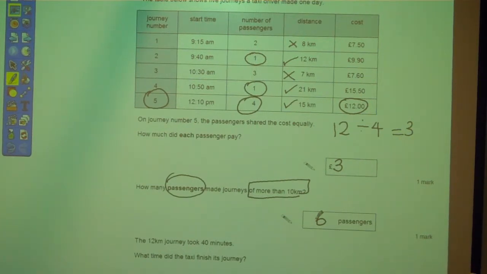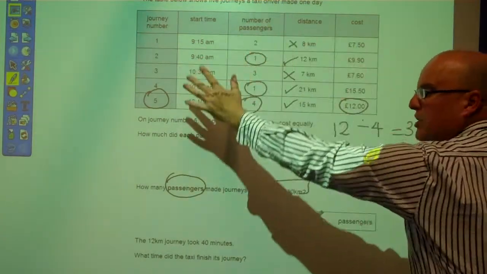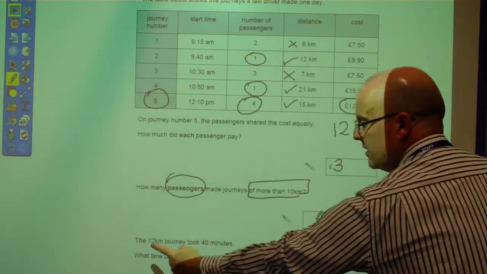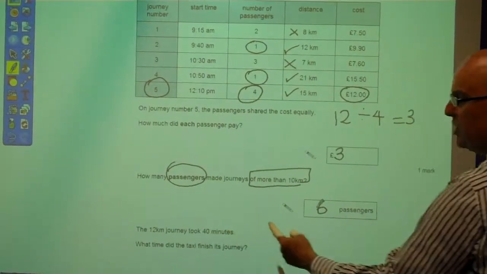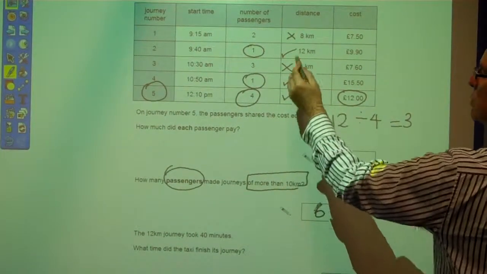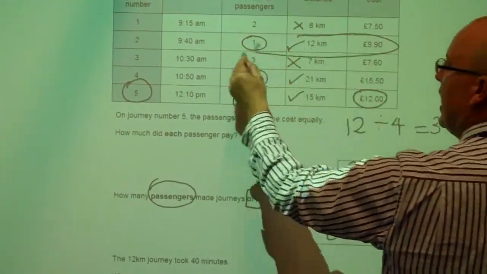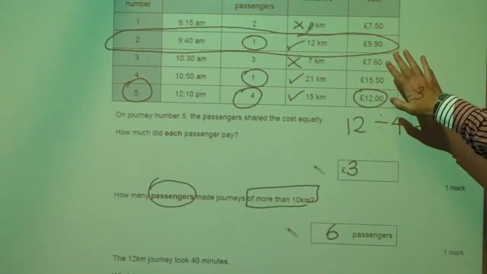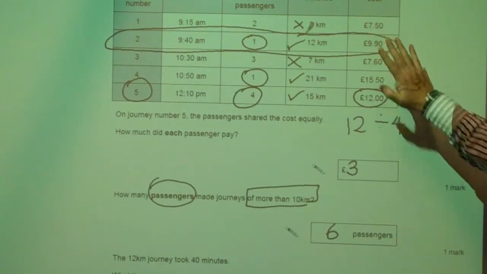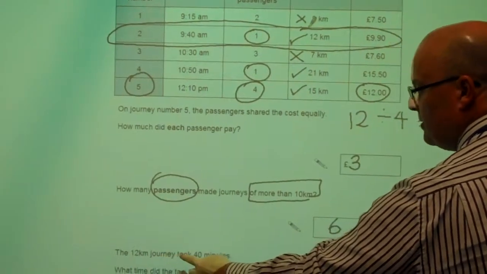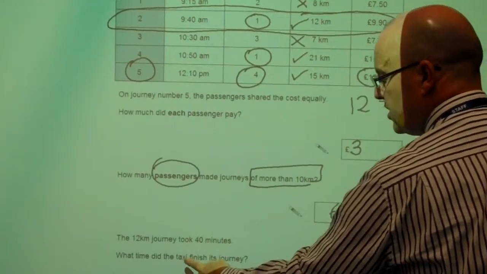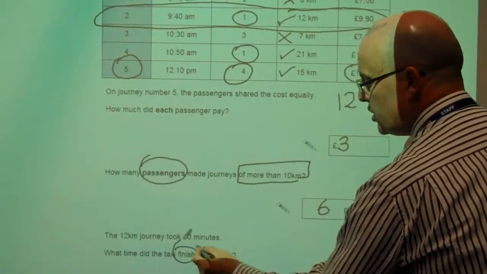And then there's the final part, 3 marks to this question. Big question, using my ability to interpret charts, able to read horizontally and vertically. The 12 kilometre journey took 40 minutes. Let's find it. 12 kilometres, it's this journey here. Notice I'm doing annotations on the question, that's fine. Focuses my attention, helps me think. The 12 kilometre journey took 40 minutes. What time did the taxi finish the journey?